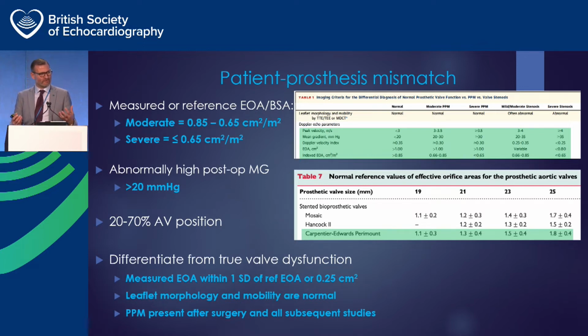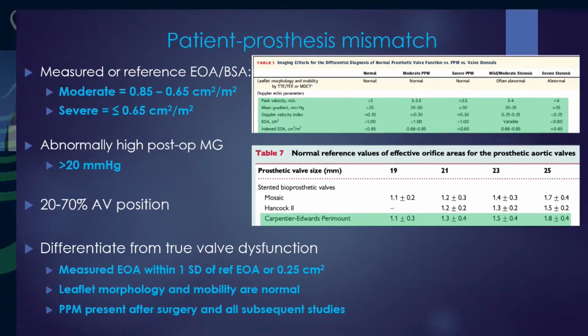But how do we differentiate it from true valve dysfunction, especially when we can't see the leaflets? It's an important thing to consider because they're completely different management options. And so we suspect it's mismatch if the measured effective orifice area is within one standard deviation of what our manufacturer's recommendations are. So in our patient with the 19 millimeter Carpentier-Edwards, the effective orifice area was suggested at 1.1 centimeters squared with a standard deviation of 0.3. So anything down to 0.8 and high velocities, we would consider this to be consistent with a mismatch.